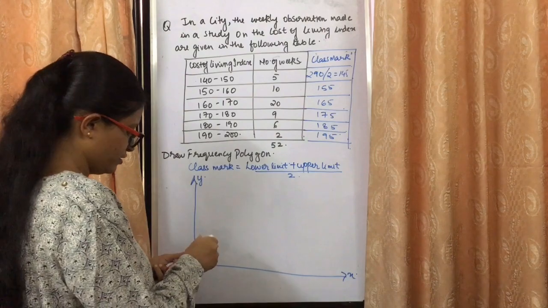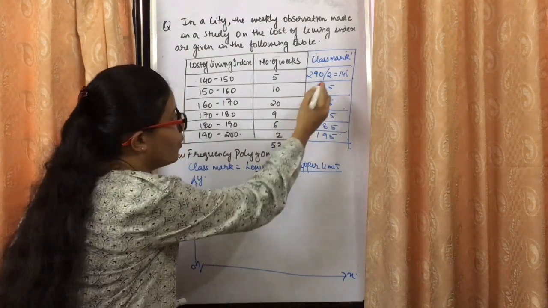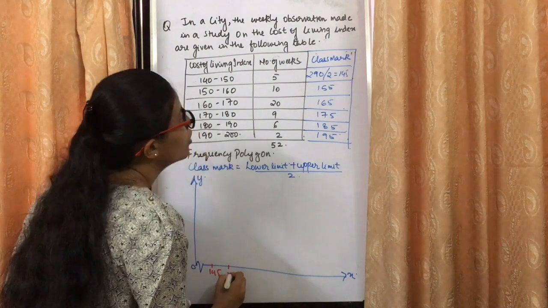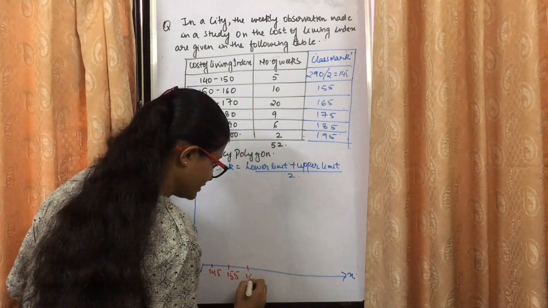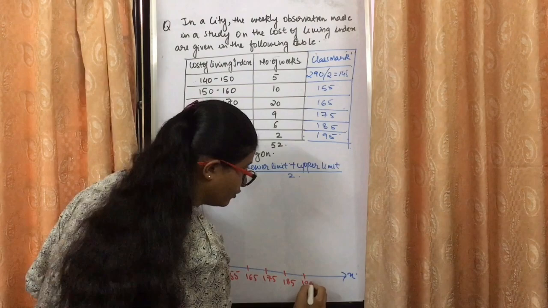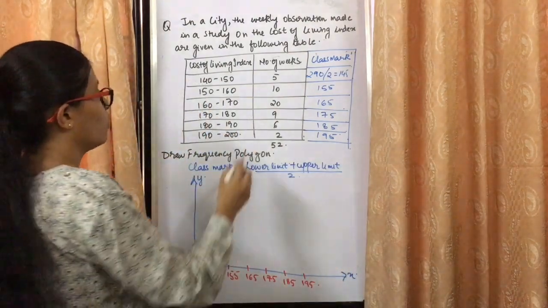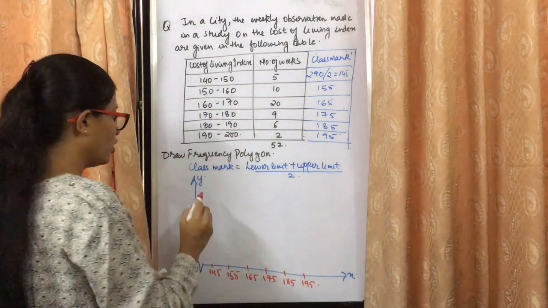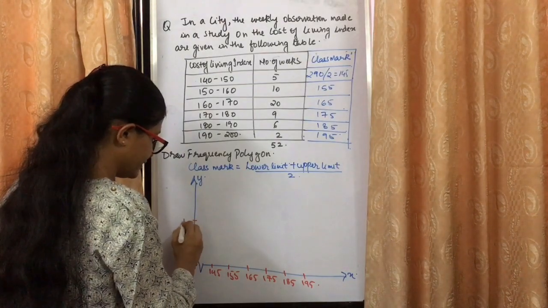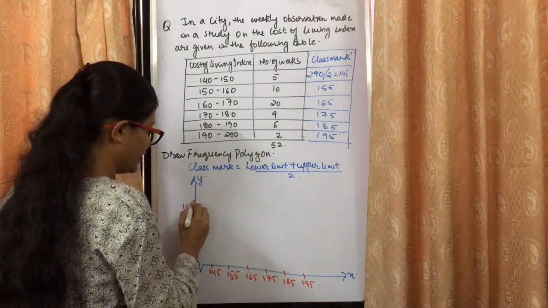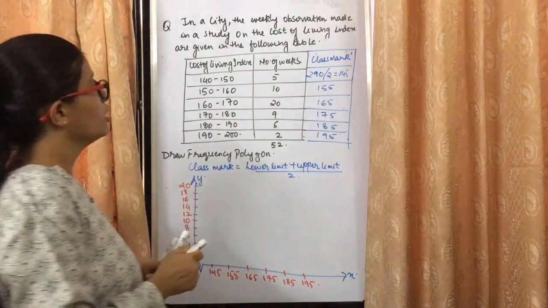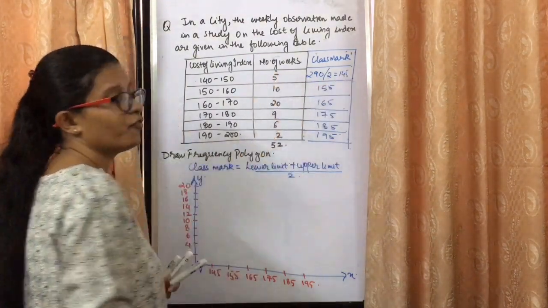Now what is, so my first point is 145. So I will mark 145, 155, 165, 175, 185, 195. Fine. Now the maximum is 20. So can I take the scale of 2 over here? 2, 4, 6, 8, 10, 12, 14, 16, 18 and 20. Fine. Now what I need to do is 145 against number of weeks are how many?